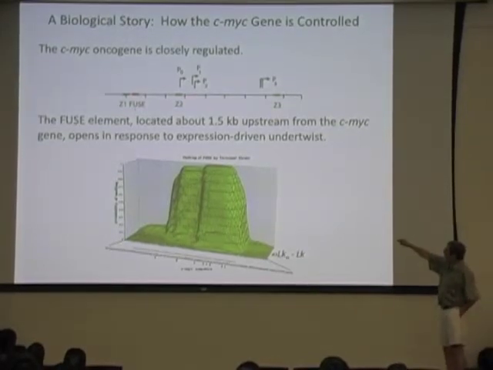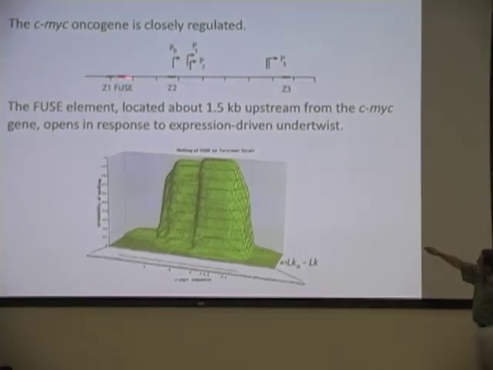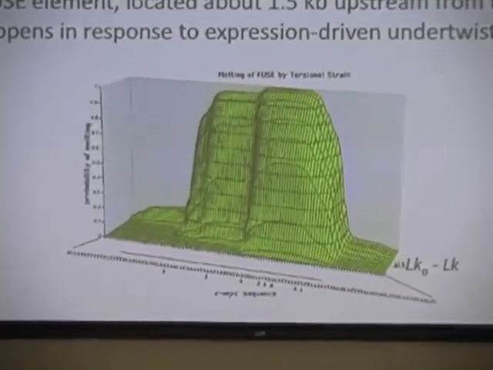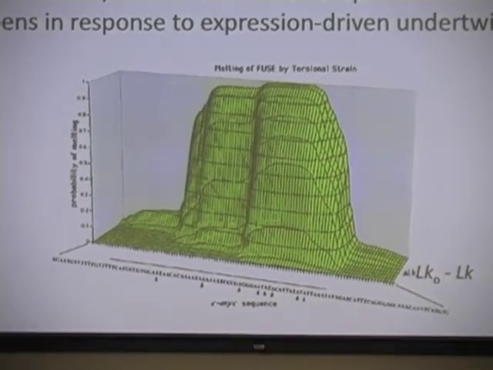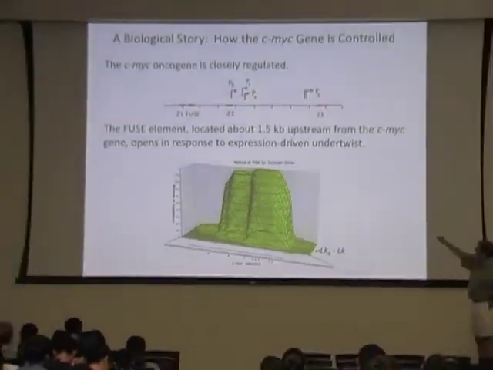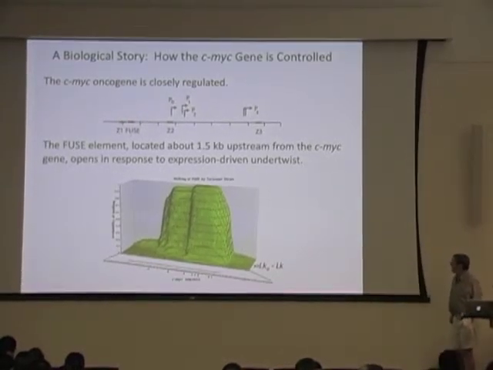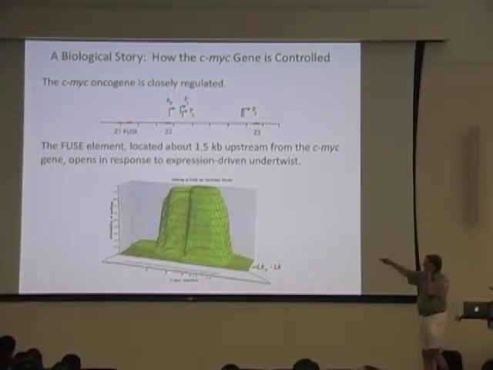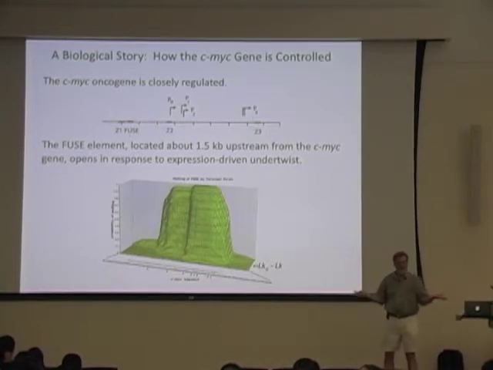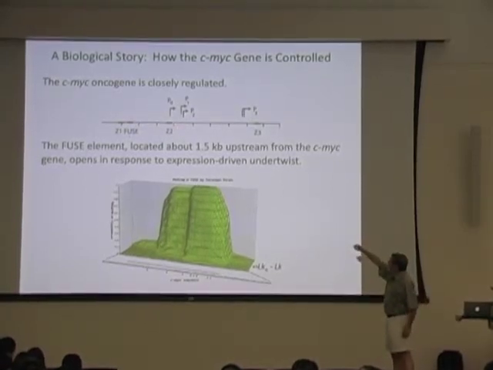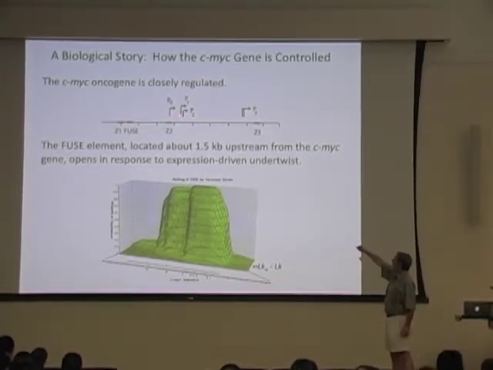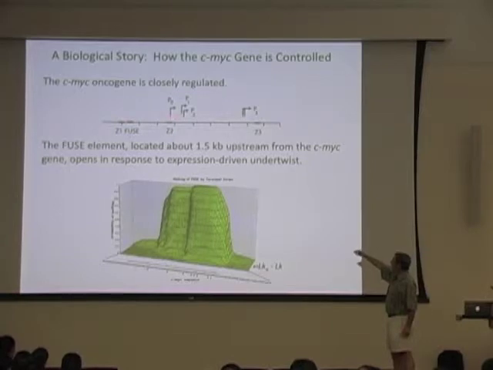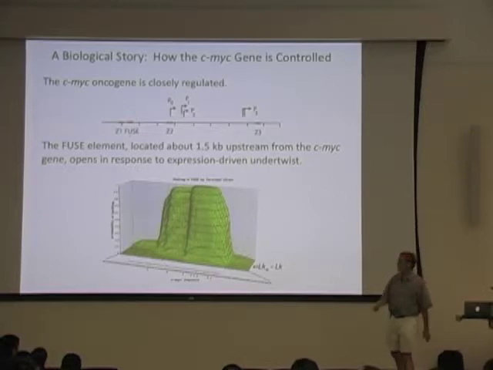It's about 1,500 base pairs upstream. These little marks are 500 base pairs apart. So it's about 1,500 base pairs upstream from where the gene tends to start. Okay? And it is a region that easily strand separates. So when the polymerase moving along pushes under twist behind, it opens this region. It causes it to strand separate.